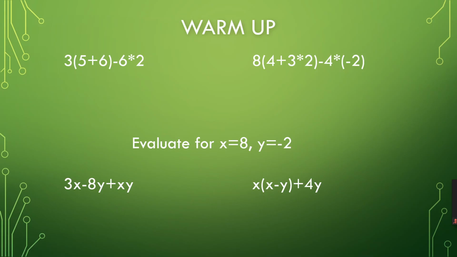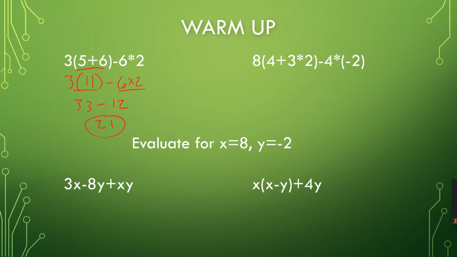So the first one, order of operation, we do inside first. We have 3 times 11 minus 6 times 2. So 6 times 2 would be the next step I need to do, as well as this multiplication here. So 3 times 11 is 33, minus 6 times 2, which is 12. 33 minus 12 is going to be 21.